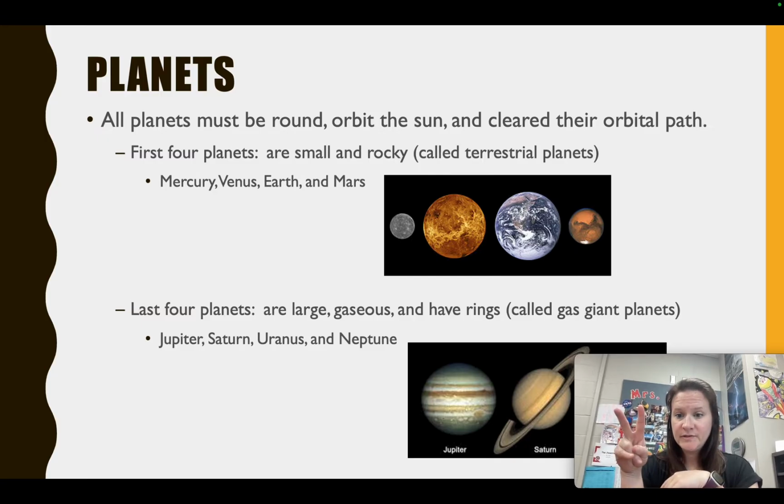But there's no danger of us colliding with anything along our journey around the Sun. So there are 2 groups of planets. They each have their own kind of planet family. The first 4 planets are called the terrestrials. They are all small and rocky. So that would be Mercury, Venus, Earth, and Mars. These 4 have way more in common with each other than they do with the other ones.